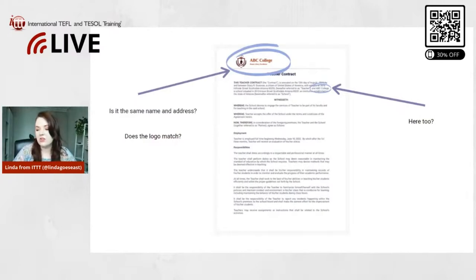And then also, does the logo match? Is the logo the same? Check out if they have a website, and make sure that it is the same name and the same logo. Typically, the header at the top would have the logo and the name, and then it should be mentioned again in the text. Usually in the first paragraph, where it says this is a contract between, there'd be your name and ABC College and the name, and also the address of the school. So the address should also be stated in the contract.